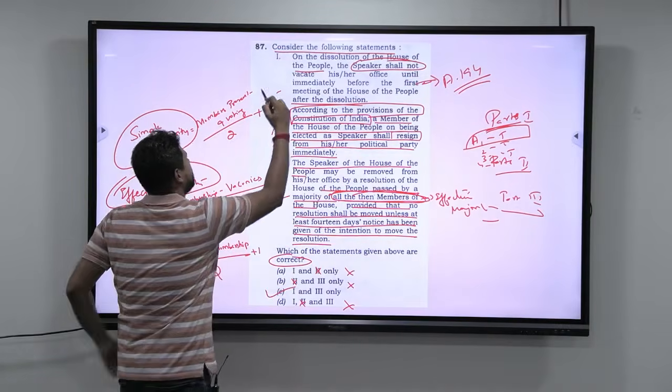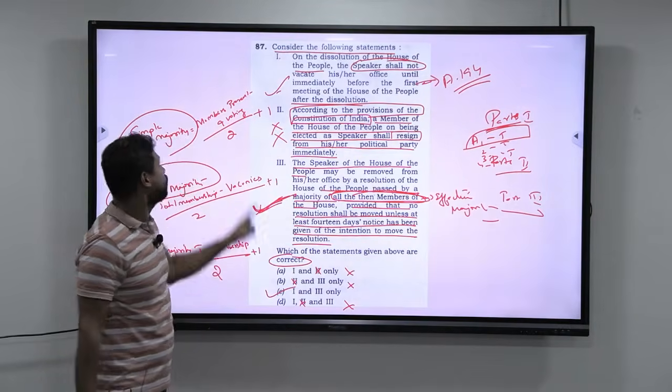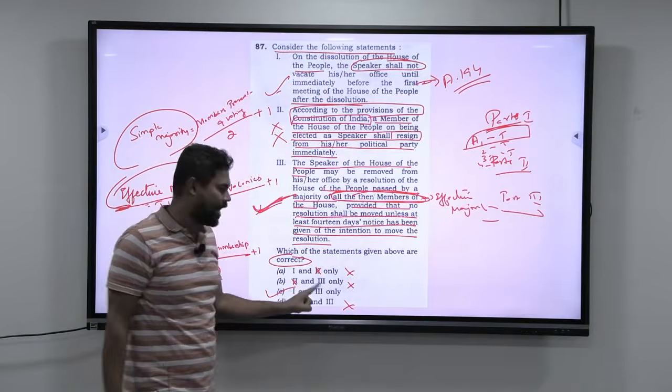So overall, the first statement is correct. The third statement is correct. The answer for the 87th question is C, 1 and 3 only.